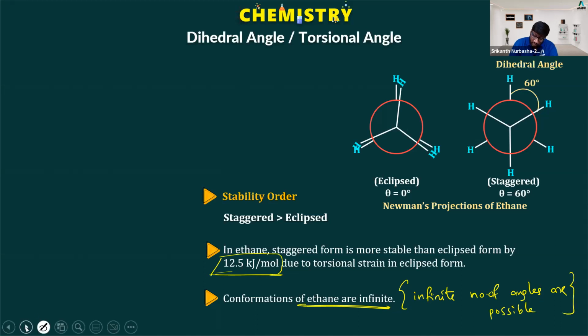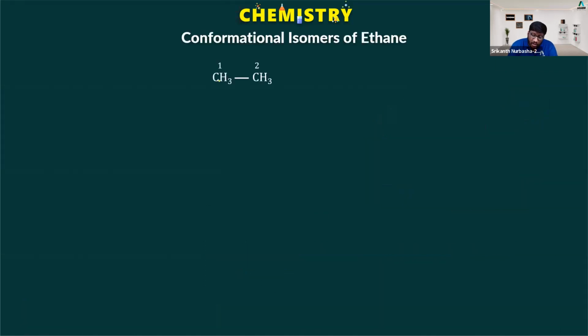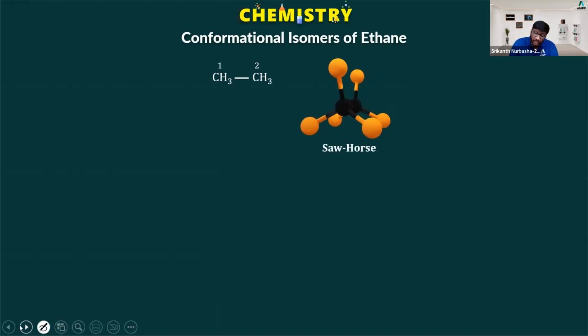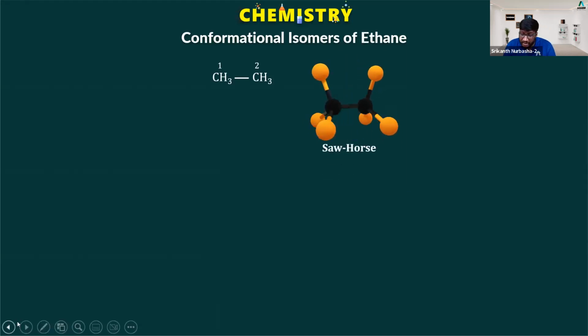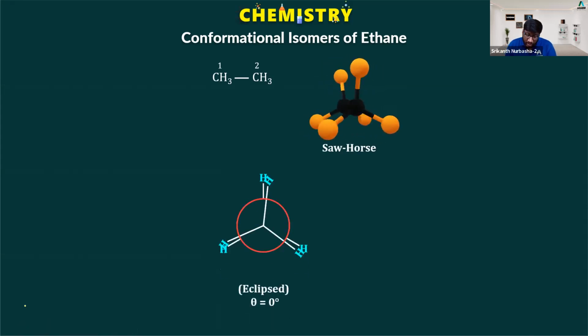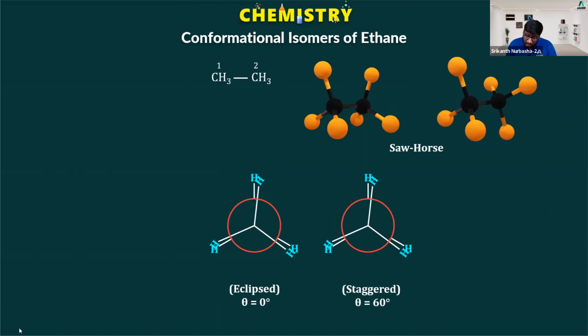An infinite number of angles are possible. Look at this molecule, ethane, CH3CH3. In the Sawhorse position, you are looking at the same molecule from the side. In the Newman position, you look at the molecule along the carbon-carbon bond. Eclipsed means theta is equal to 0. In the staggered form, theta is equal to 60.